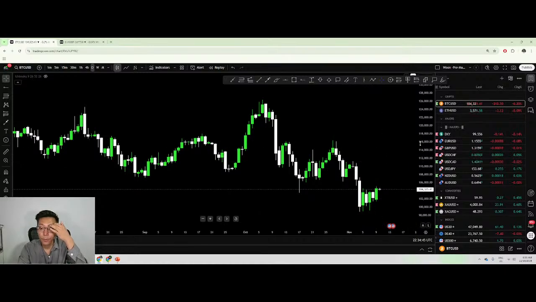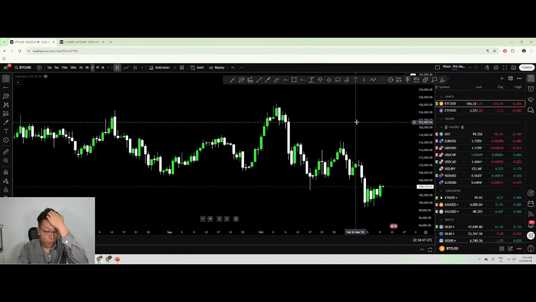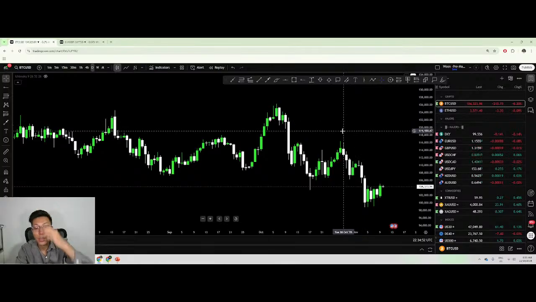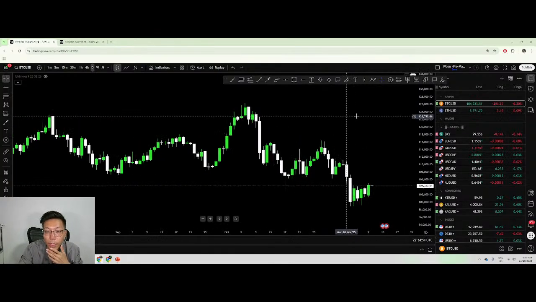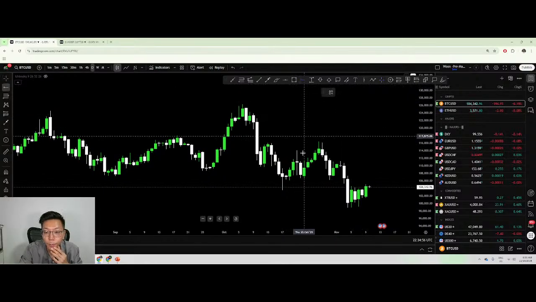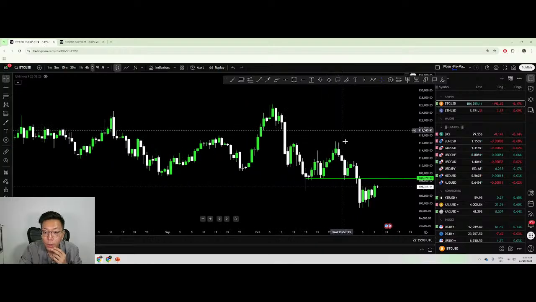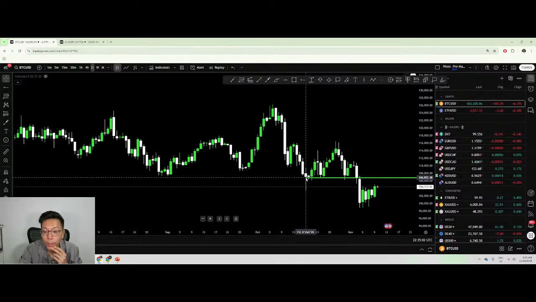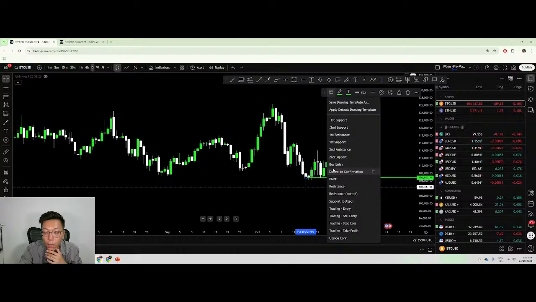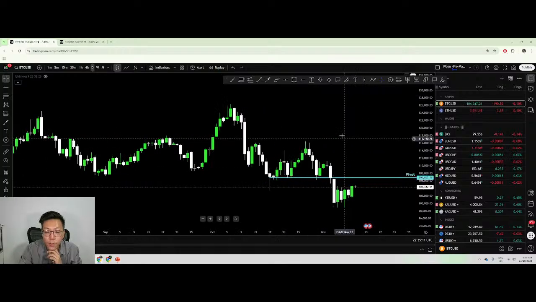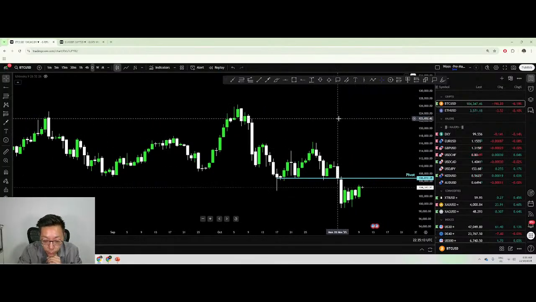Okay. So now let's take a look at Bitcoin itself. Alright, so for Bitcoin, right off the bat I can see that this is a pullback level that Bitcoin could react from. Alright, so this is my pivot point.